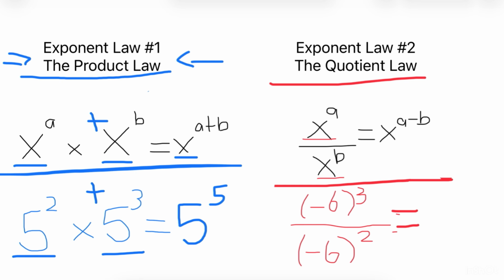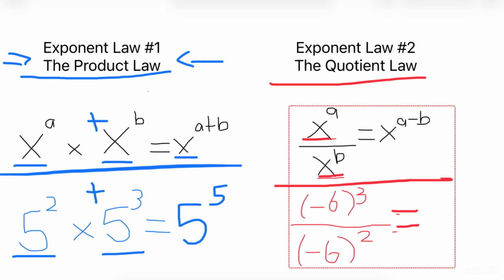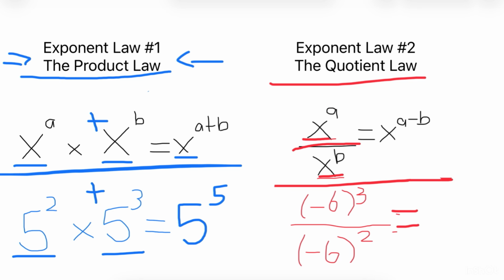So exponent law number 2 is called the quotient law. And this law states that when you're dividing powers with the same base, you keep the base and you subtract the exponent of the denominator from the exponent of the numerator. So as you can see, you have x and x. They are the exact same base, and because you're dividing them, you take the exponent a and subtract the exponent b. So that's super simple. Let's go down to the problem question here.